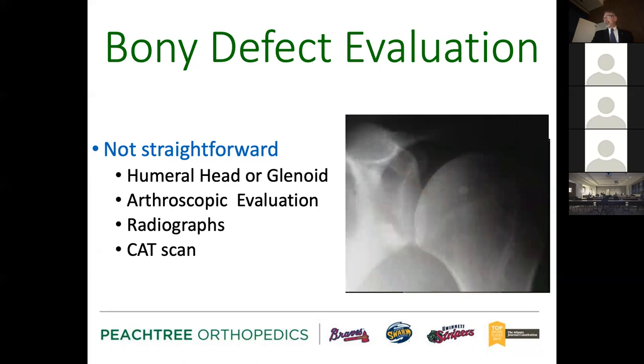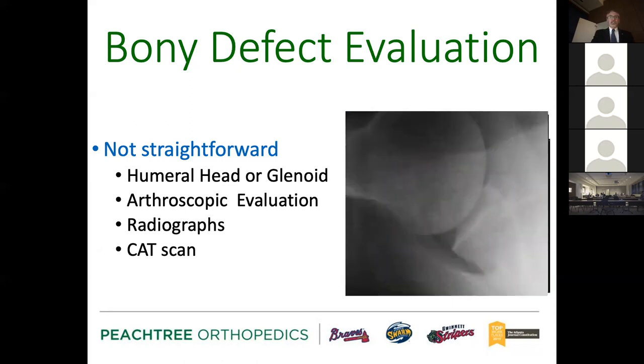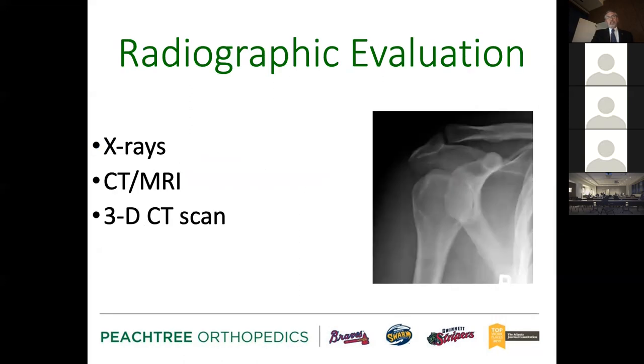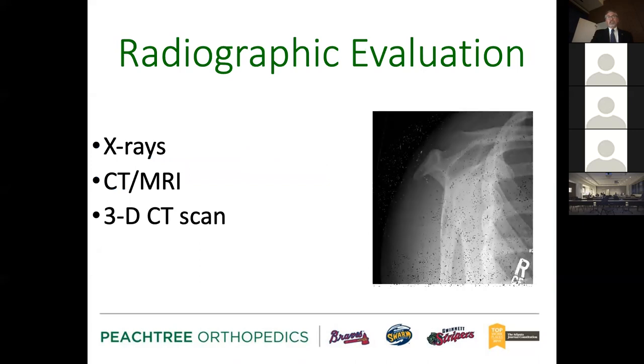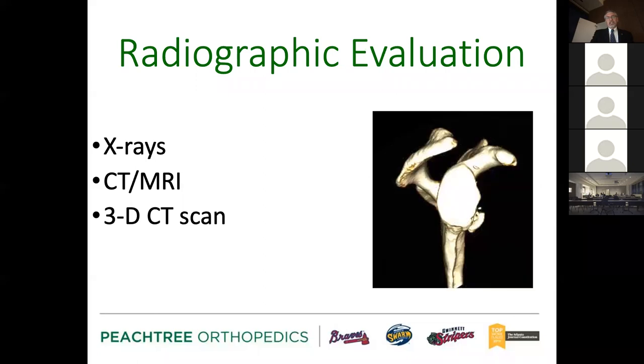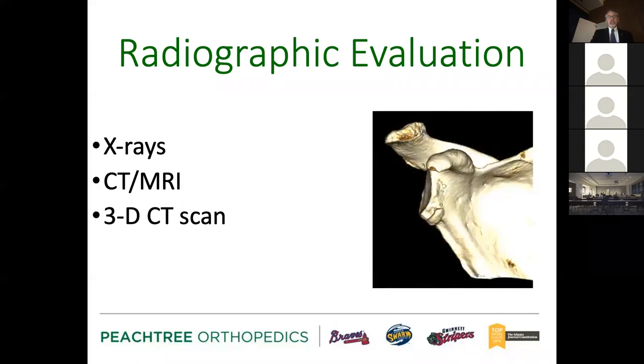And on plain radiographs, you see this small little chip here. You think it doesn't look too bad, little chip there. And then a CT scan can be more helpful, but even there, it can be somewhat difficult to figure out exactly what the bone loss is. And I think the best method is using the perfect circle. And so we use CT scan a lot.